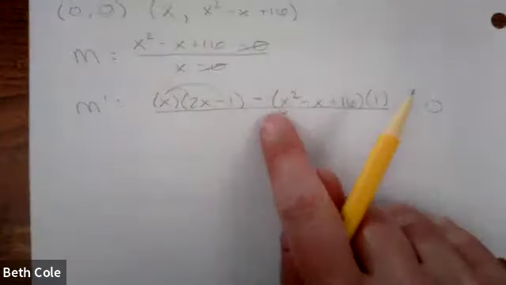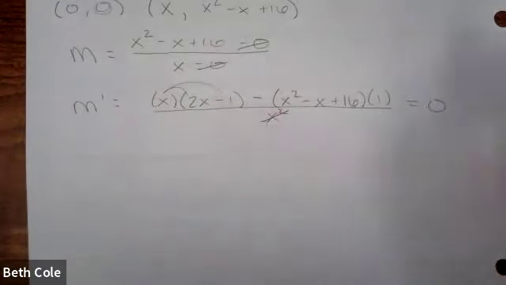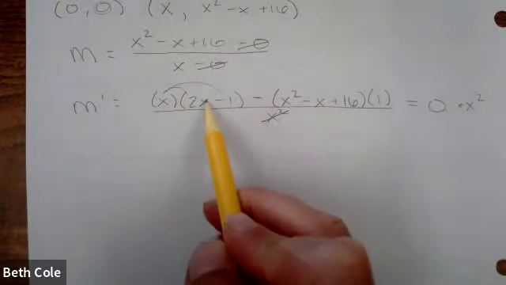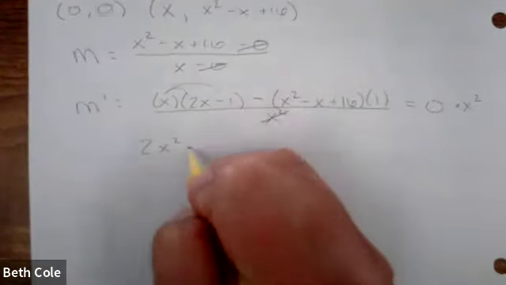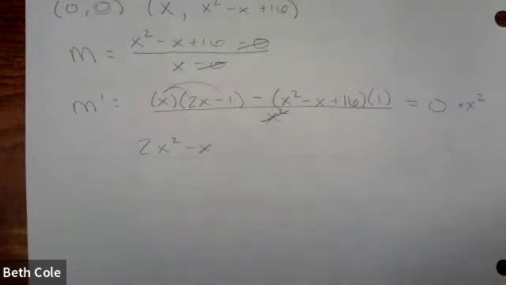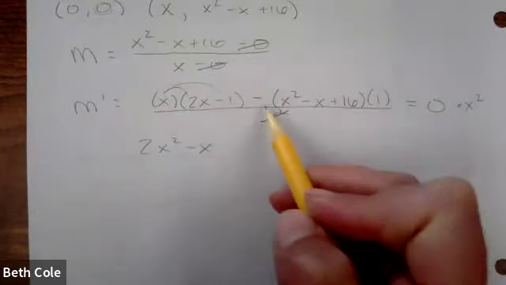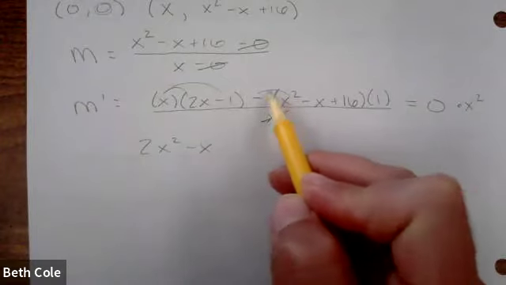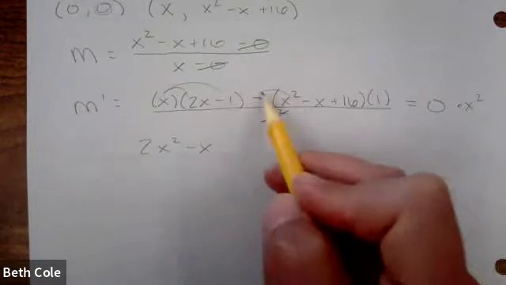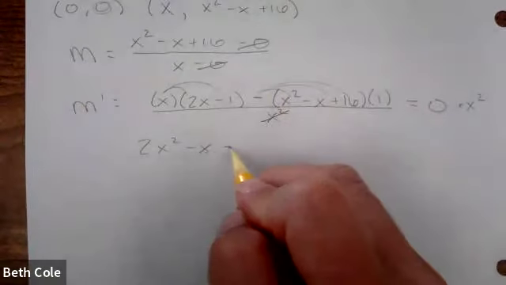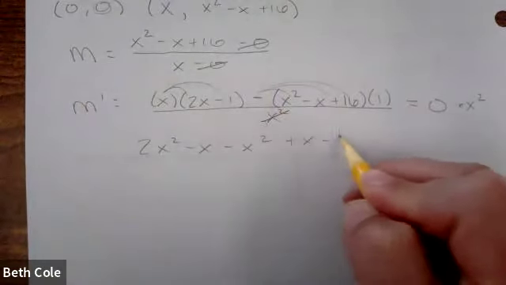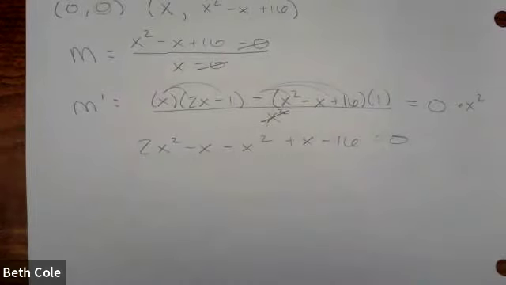What would you do first here? Yeah, we're going to distribute. If you were to multiply the x squared to the other side, 0 times anything is still just going to be 0. That's the nice thing about 0. It sort of absorbs everything, right? So this will be 2x squared minus x. And then what are we going to do with the second part? Yeah, we're going to distribute the negative, so everything reverses its sign. Minus x squared plus x minus 16. Cool, right? Now what? Equal to 0.